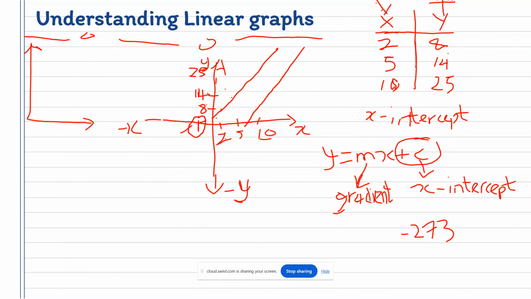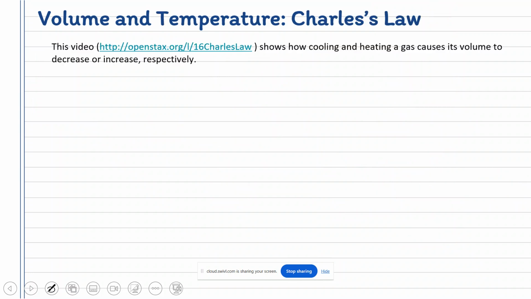So that was just to help you with understanding a graph. So remember, we've learned a number of things, how to draw a graph. We've learned the x-intercept, which you're going to use as you go further in chemistry and physics and math.